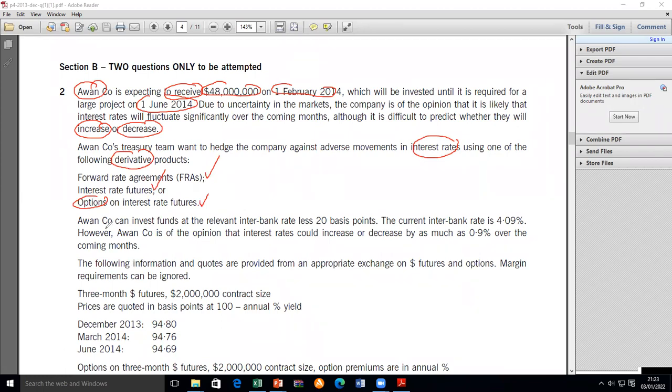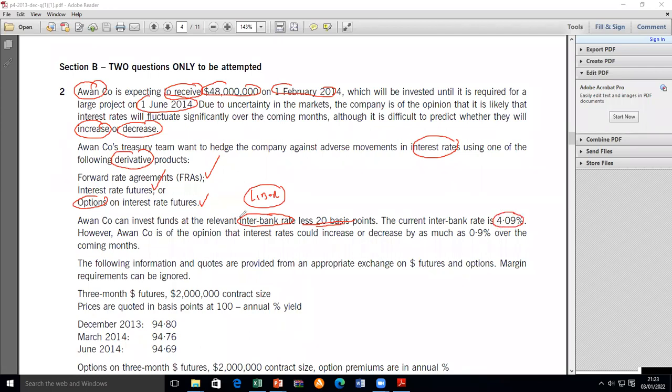The company can invest funds at relevant interbank rates. So there's what we call the interbank rate. Some of you may say, that sounds like the LIBOR that we are talking about. Yes, that's what the LIBOR is. LIBOR less 20 basis points. You pick this. The current interbank rate is 4.09.